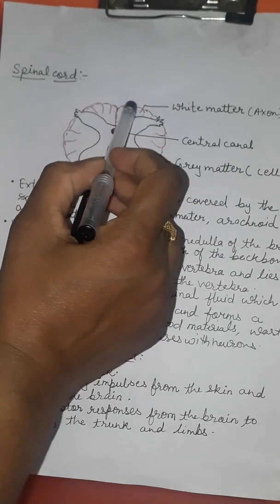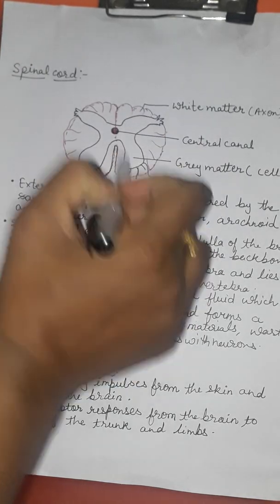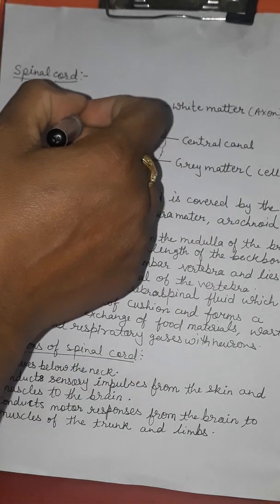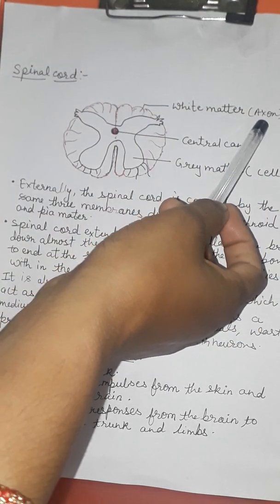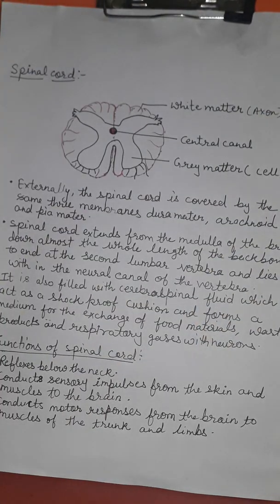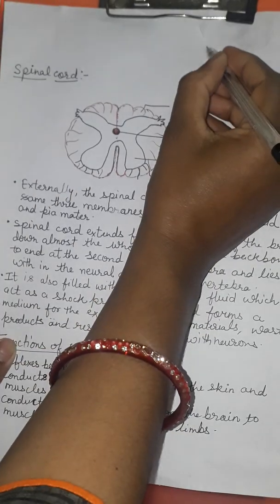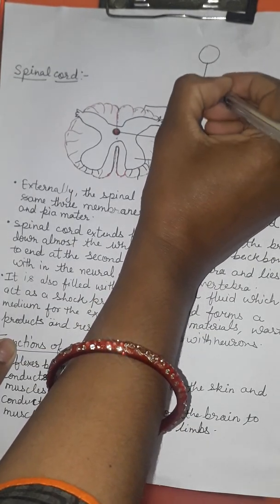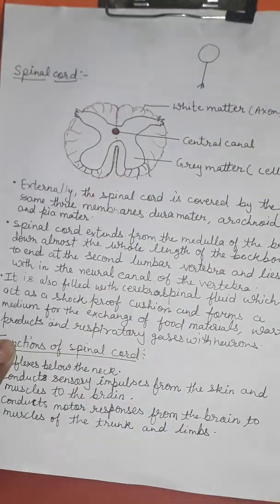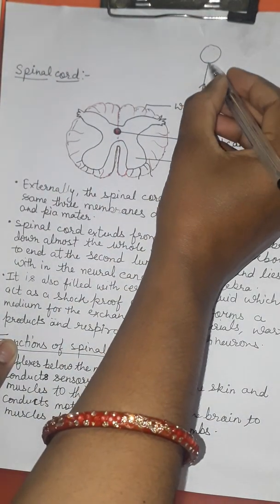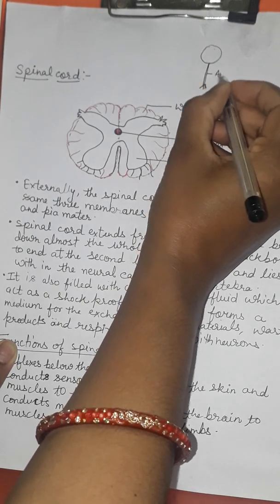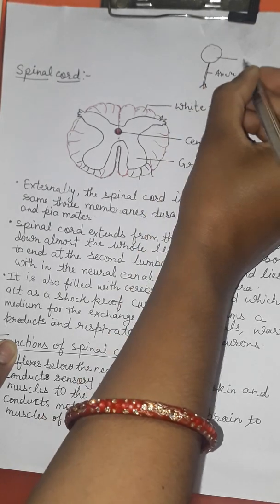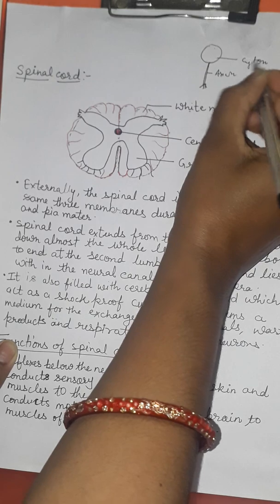The outer part contains white matter. White matter means axons. See here the structure of a neuron. This one is the cyton and this one is the axon. So white matter always contains the axon part, and grey matter always contains the cyton or cell body part.